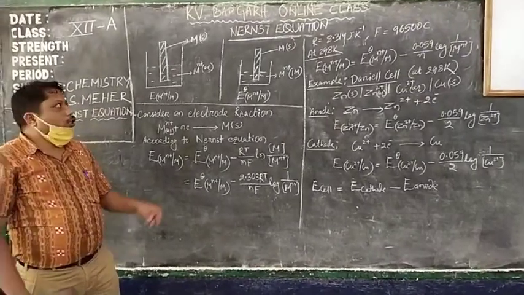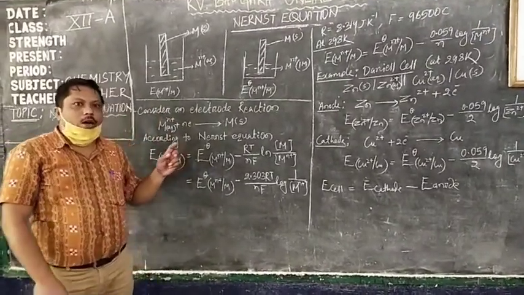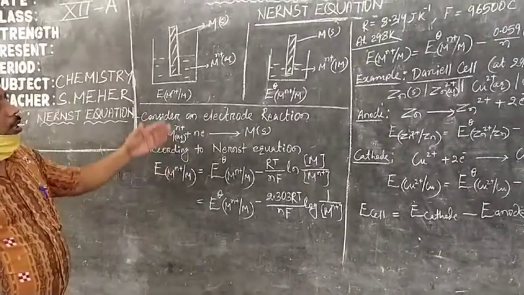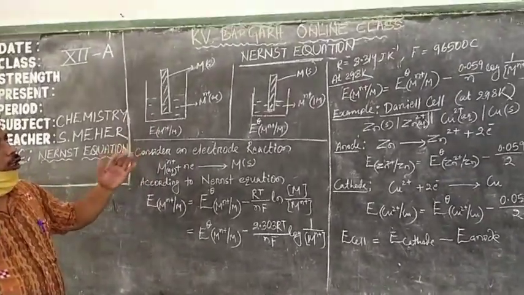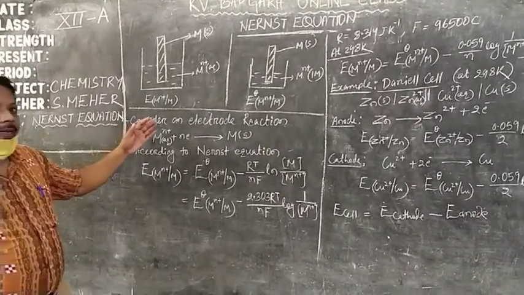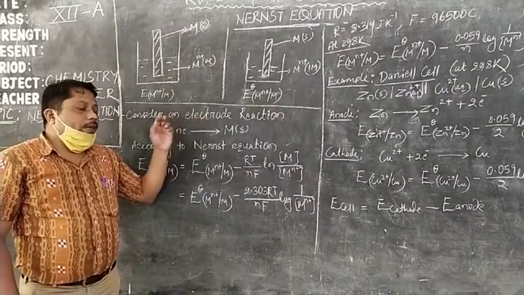Today we will discuss the topic Nernst equation of the chapter electrochemistry. So let's start our discussion. Before going to the Nernst equation, first you should know what electrode potential is. In the previous class we have already discussed this.